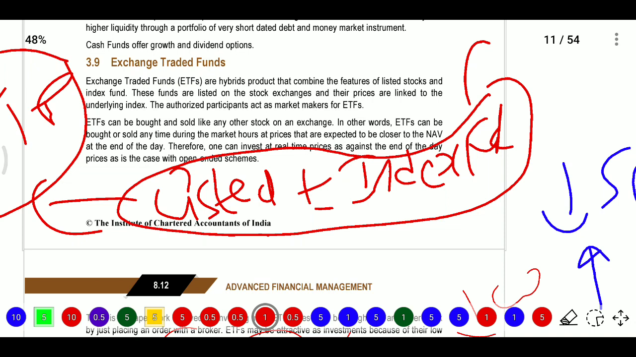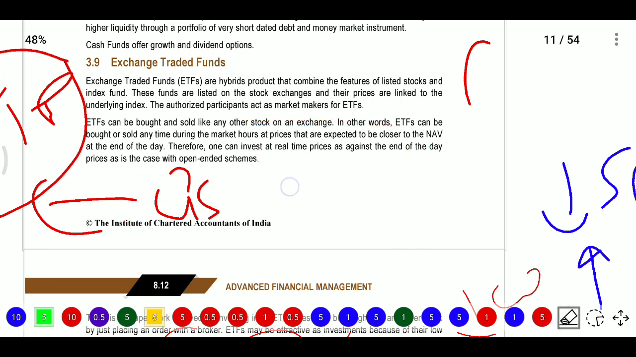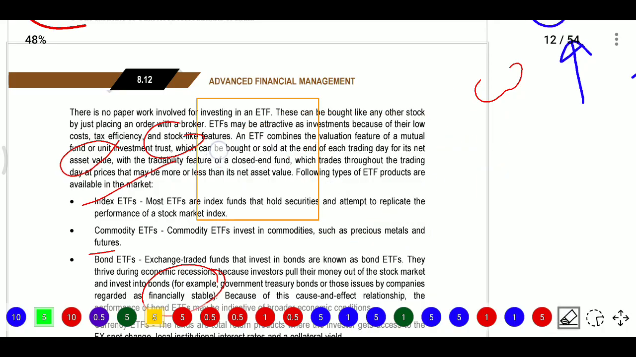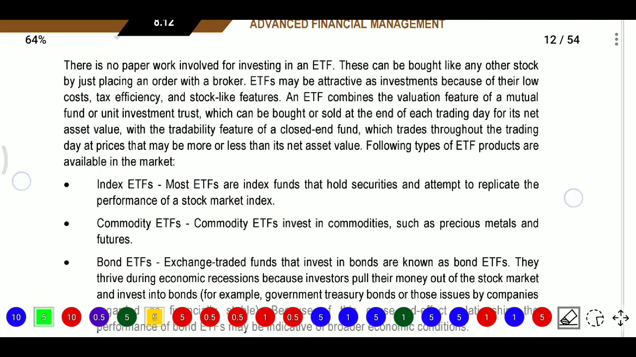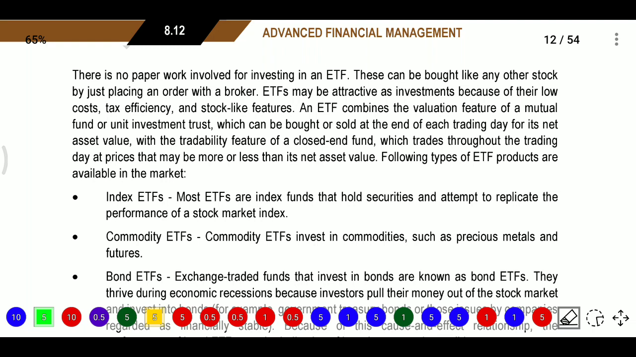Based on NAV, at the end of the day they will report and update the NAV. I think before 11 p.m. they need to update the NAV every day, on a daily basis. In real time, one can invest at real-time prices as against end-of-day prices as in open-ended schemes. Next, there is no paperwork involved in investing in ETFs, and they can be bought like any other stocks by just placing an order with brokers.